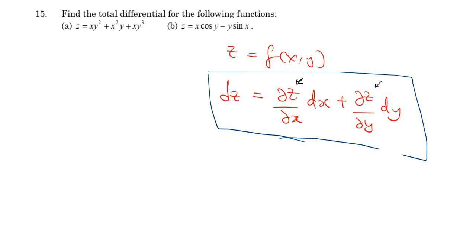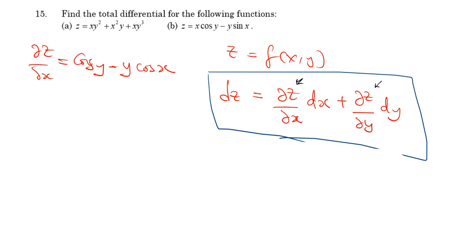So for the next one, I get the partial of z with respect to x. First of all, for the first part, x cos y, I differentiate with respect to x, meaning I just remain with cos y. Then for the second part, differentiating sine x with respect to x, I'm going to get cosine. So this is going to be y cos x.